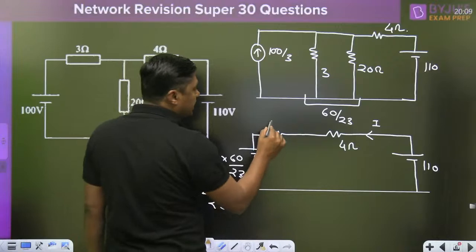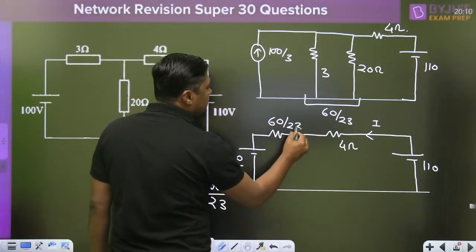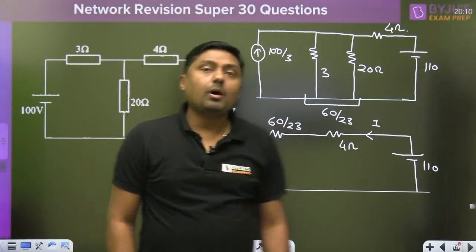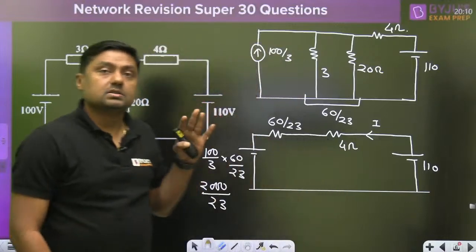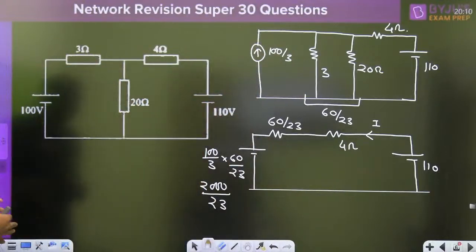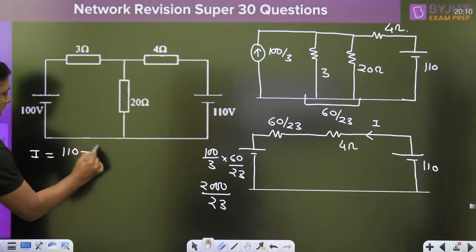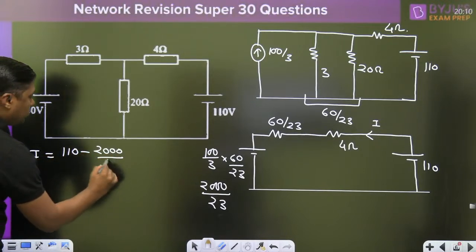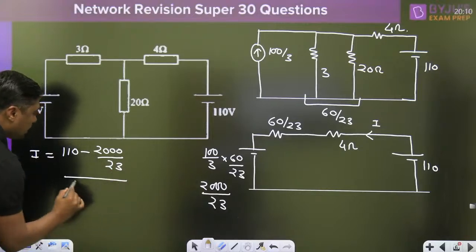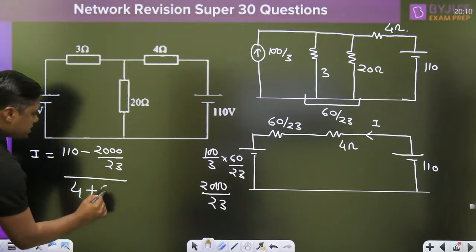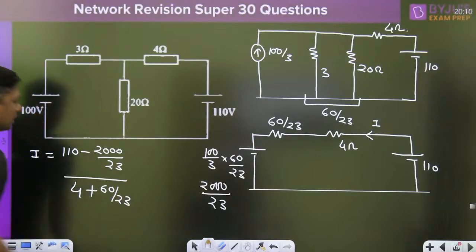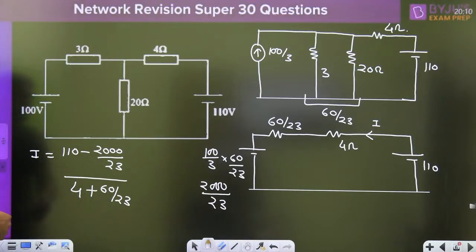2000 divided by 23, and this resistor is 60 by 23. Very simple question. अब आपका आंसर आ गया, B for Bombay. Yes, that is the right answer. Okay, that is one way. So what is the current? I is equal to 110 minus 2000 divided by 23, upon total resistor 4 plus 60 by 23, and that will give you the answer. That is the B option.